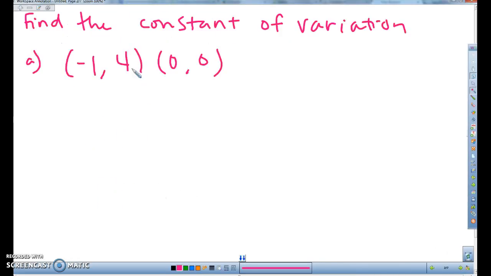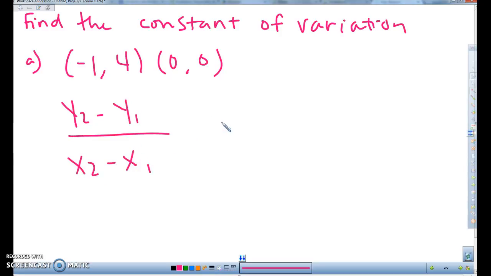So, finding the constant of proportionality if they give you 2 points. What else have we found given 2 points so far? Right, the slope of a line. And our equation for that is y2 minus y1 over x2 minus x1. We're doing that same thing here.